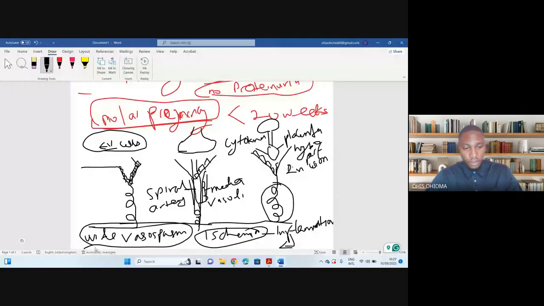preeclampsia. And the bad part of this basically is that because a lot of cytokines are released, a lot of vessels are injured. A lot of vessels are caught up in this whole scenario, and a lot of them are damaged.